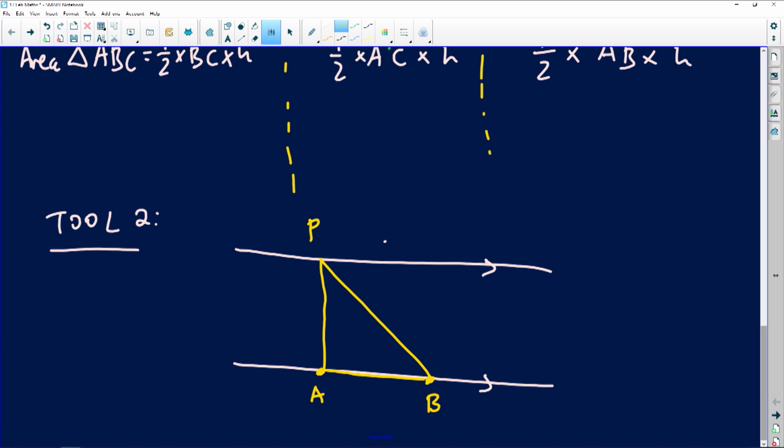If I have this triangle ABP, and I draw another triangle, which is the green triangle now, which I can call triangle ABQ this time, since the heights are the same, you'll see that they've got the same height, and even the yellow triangle has got the same height as the green triangle because these are triangles drawn between parallel lines.